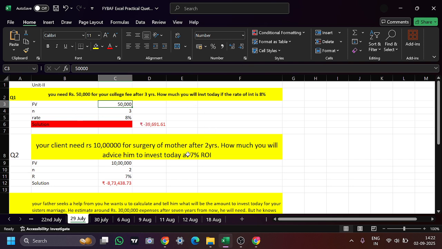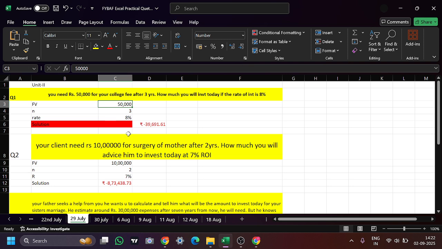Now for this particular question, kindly ignore the minus symbol over here. ठीक है, ये सिंबल आपको कम्प्लीटली इग्नोर करना है. ये 50,000 की जो 3 साल बाद जो वैल्यू है वो कितनी है. Currently the value is 39,000. Now the formula which we are going to apply for this particular sum is the present value. ठीक है, we are going to calculate the present value of this particular sum.